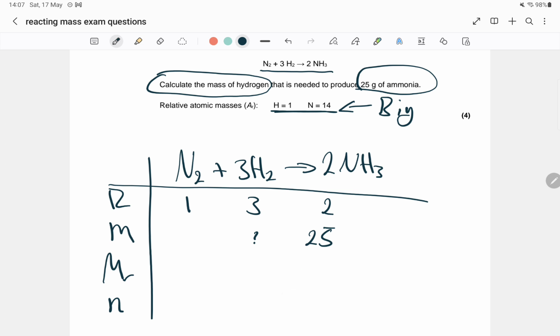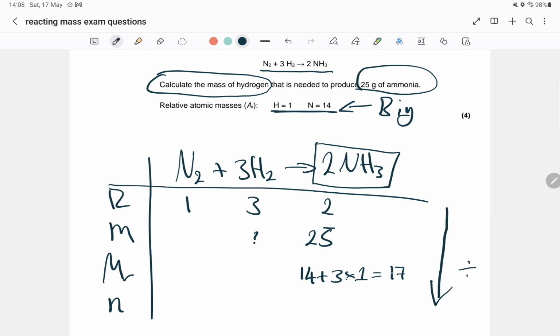I'm going to work out my MR, which a lot of people will make a mistake at this stage. They will recognise this and say I've got 2 lots of nitrogen and 6 lots of hydrogen. However, please forget the big number. Whenever you're doing MR, ignore the big number. So it's just going to be 14 plus 3 times 1, which is 17. As we go down my table, we divide. So I'm going to do 25 divided by 17, which is 1.47.